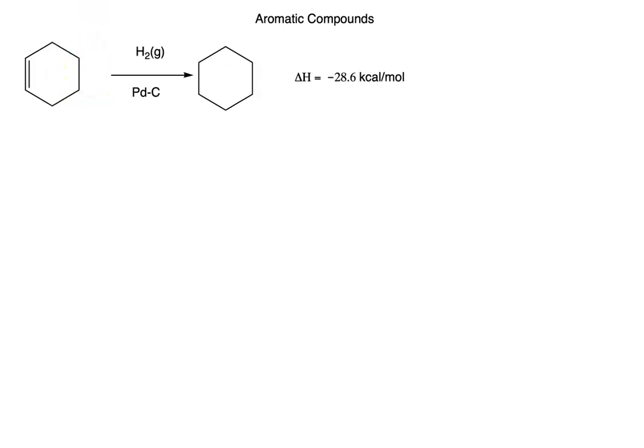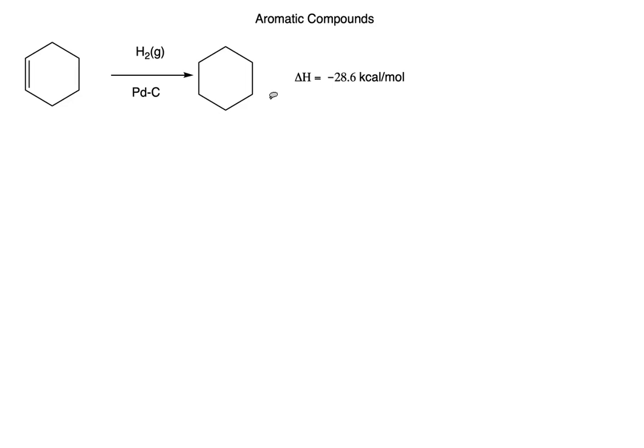In trying to understand what benzene does that is different from other alkenes, I also want to look at this reaction involving the hydrogenation of an alkene. And we have H2, we have palladium catalyst, and the delta H for this reaction is negative 28.6 kilocalories per mole. Exothermic. And it's hydrogenation, and we get the product with no alkene, no double bond.